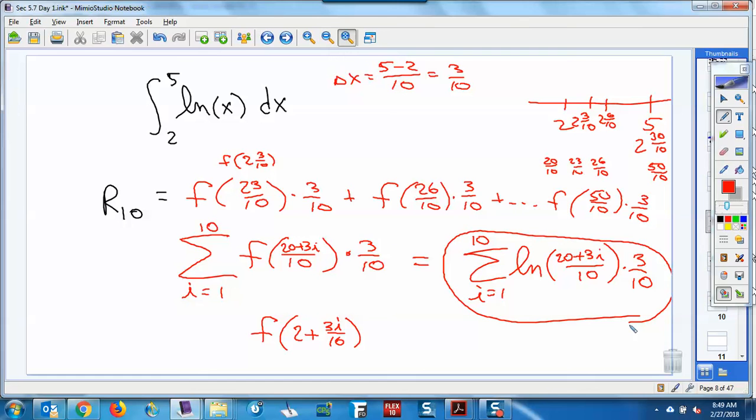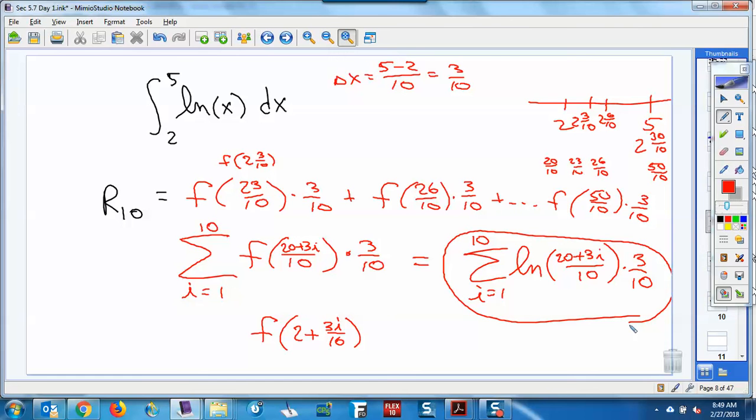Now sometimes in your book, you will see the 3/10 pulled out in front of the sigma. When you see that, you can just say, oh, that's the width. There's a 3/10 out in front, that must be the width, because we can pull out a constant. So sometimes we do that. I like to leave it in because I like to see f of x dx. I like to see height and width. But there you go. That's the sigma that would add up 20.